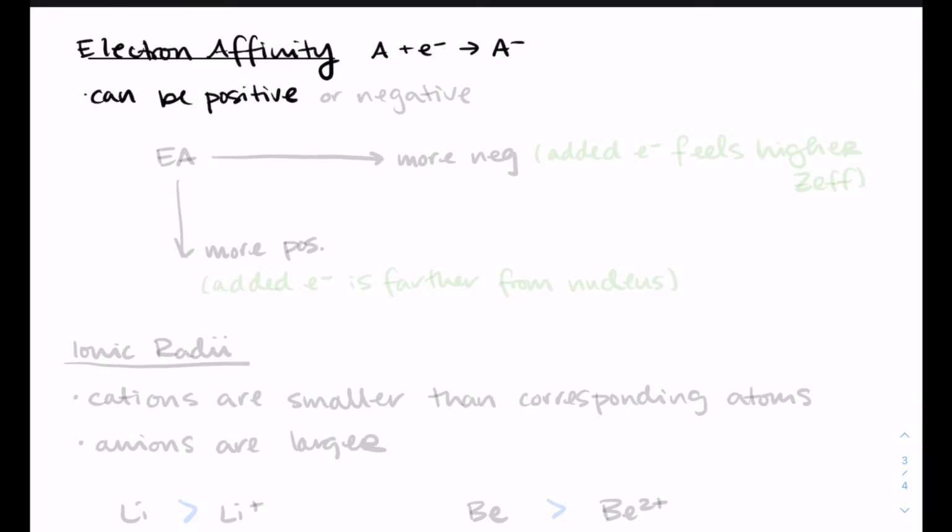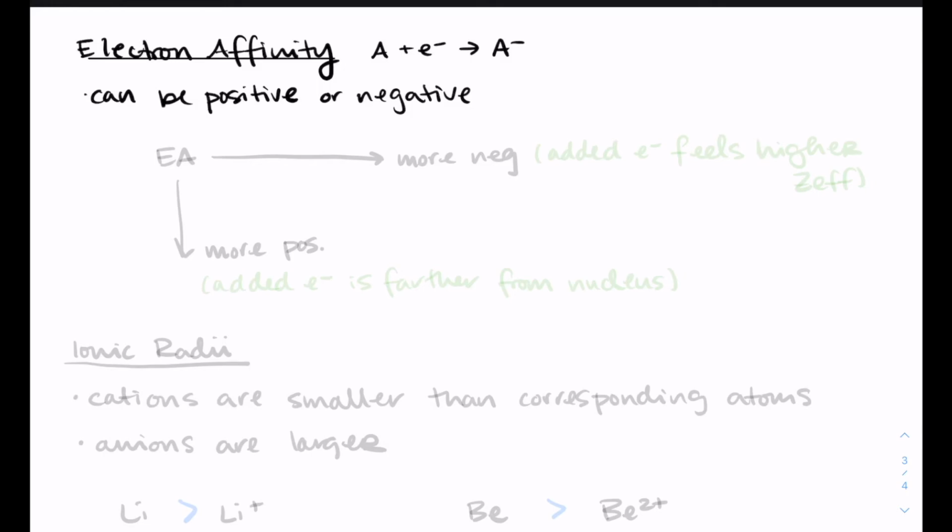The electron affinity can be positive or negative, right? If it's positive, it means you are forcing that atom to take the electron. You have to put in energy to get it to stay. It doesn't really want it. Negative means the atom gave off energy when you put the electron in. It's happy to take that electron.